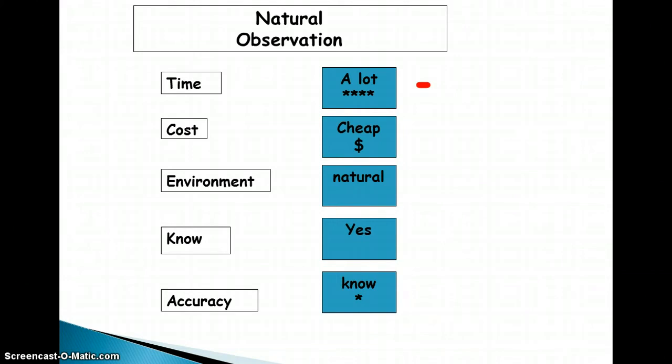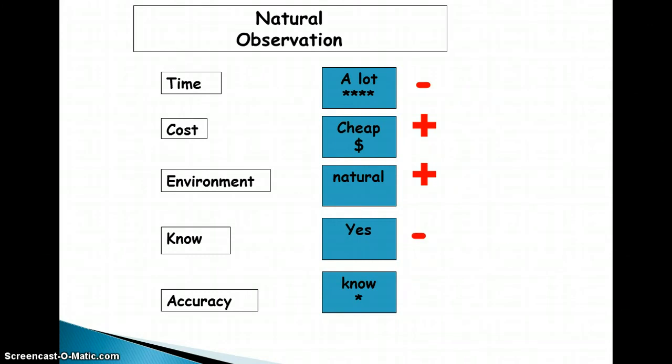But time, the fact that natural observation takes a lot of time, that's a negative. So that'd be a disadvantage. Costs being very cheap, that makes it an advantage or a positive thing about this method. Being in the natural environment clearly makes people behave better, more natural, more normal, instead of putting them in a lab and experimenting on them. They're in their natural environment, so that's a good thing.